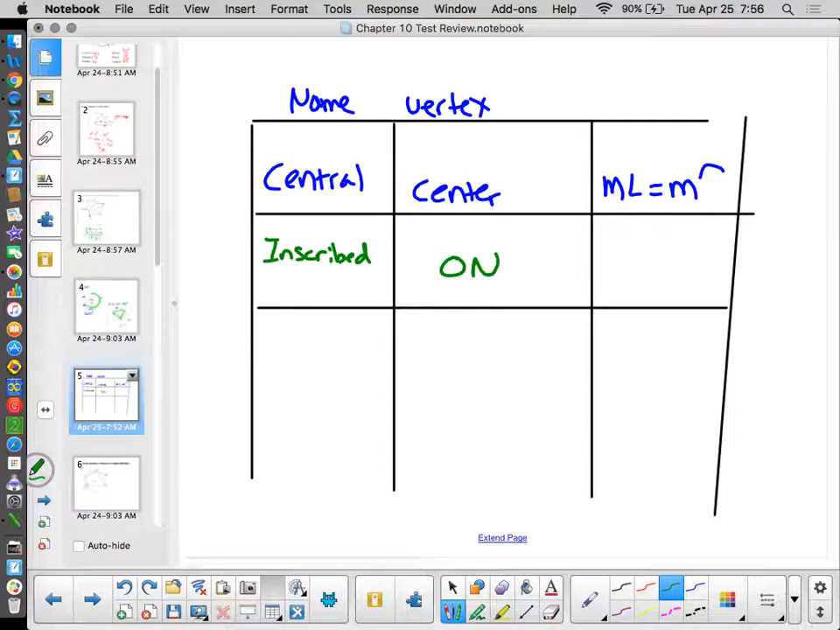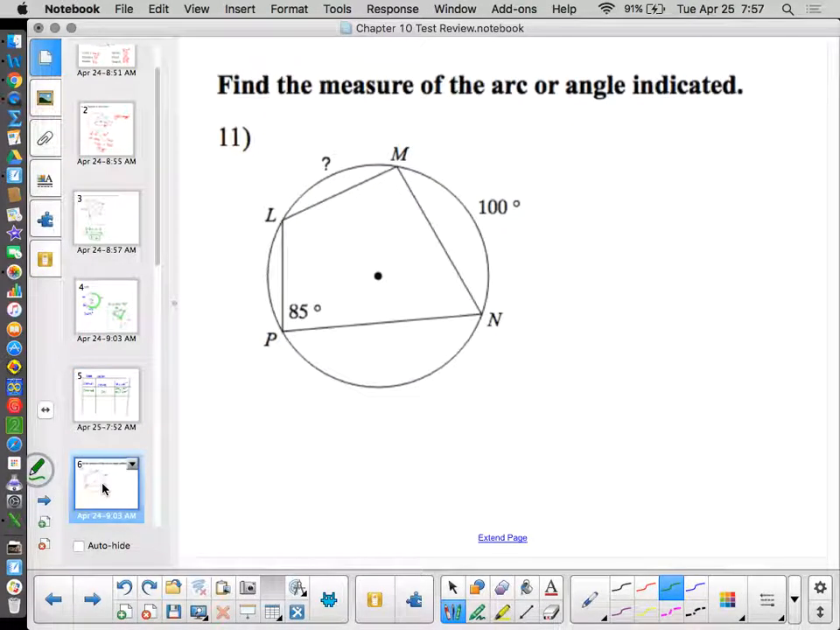The vertex must be on the circle, and the relationship is the measure of the angle is 1/2 the measure of the arc, or if you prefer, 2 times the measure of the angle equals the measure of the arc. If you don't like the 1/2 and you want to do a double instead, 2 times the measure of the angle equals the measure of the arc. It's up to you. I don't care which way you think about it. Either method works.